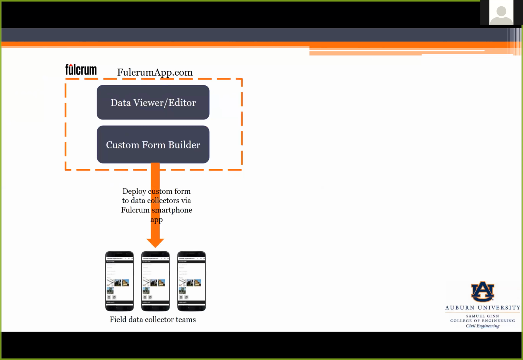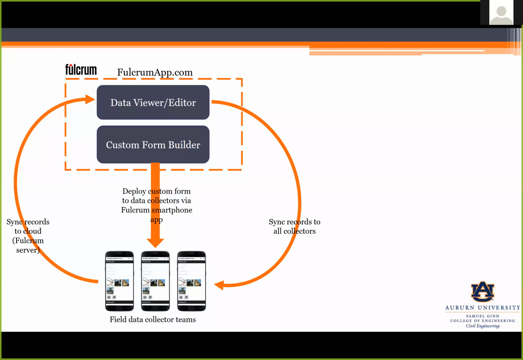You then deploy those apps to the field data collector teams via the smartphone, and again, those can be used offline. Sync the records back to the cloud, the Fulcrum server, which in turn gets synced back to all the different people that are in the field if they have a data connection.